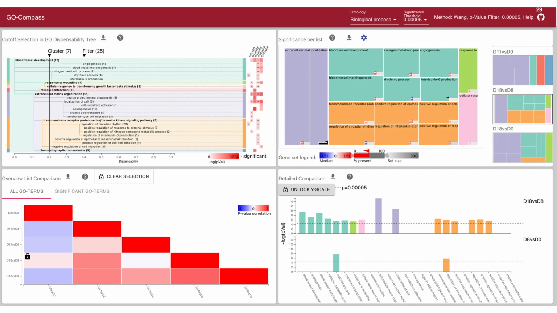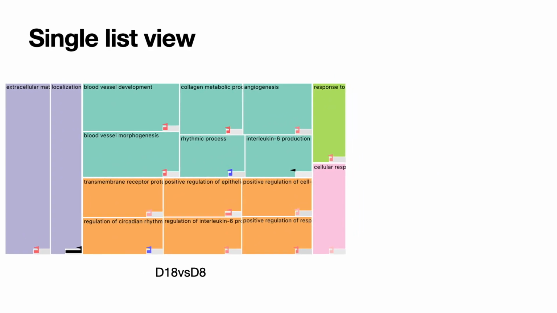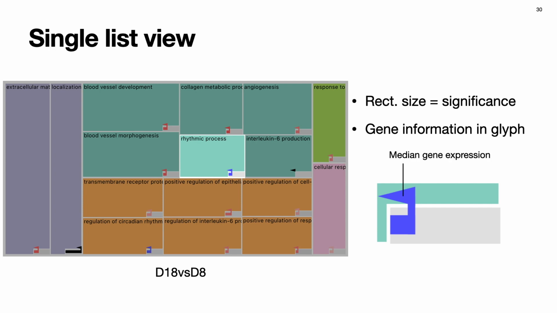We now look at exactly these terms in the tree map visualization and see how the underlying genes are expressed. The tree map visualizes the composition of a single list where the area of the rectangle corresponds to the significance of the GO terms. In the tree map rectangle, we placed a small glyph visualization that encodes gene information. Since GO terms are associated with sets of genes, there are 3 values that we need to visualize: the set size, the number of genes that are expressed, and their expression values.